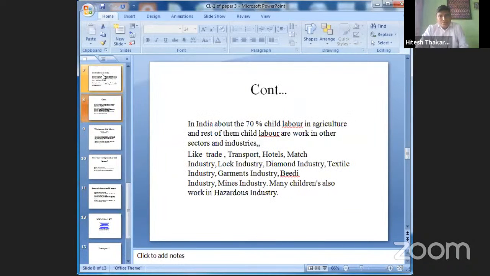In India, about 70% of child labor is in agriculture, and the rest work in other sectors and industries like trade, transport, hotels, match industry, rock industry, diamond industry, textile industry, garment industry, beauty industries, and mines. Many children also work in hazardous industries.